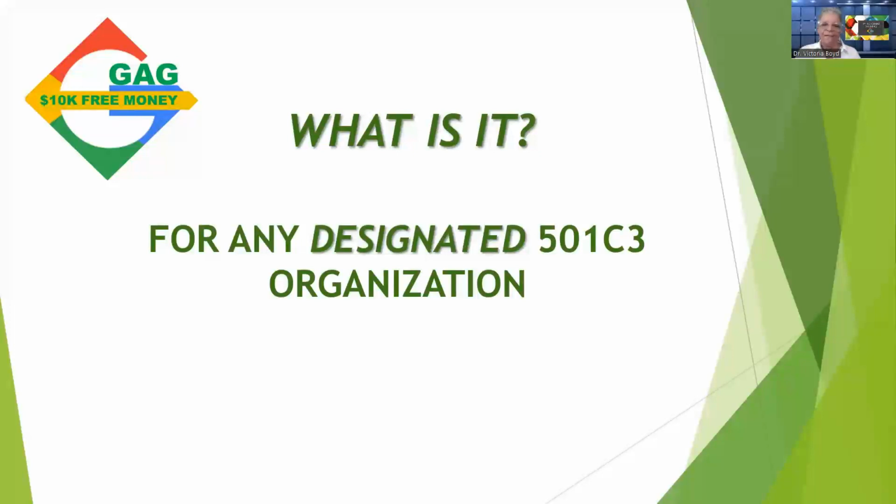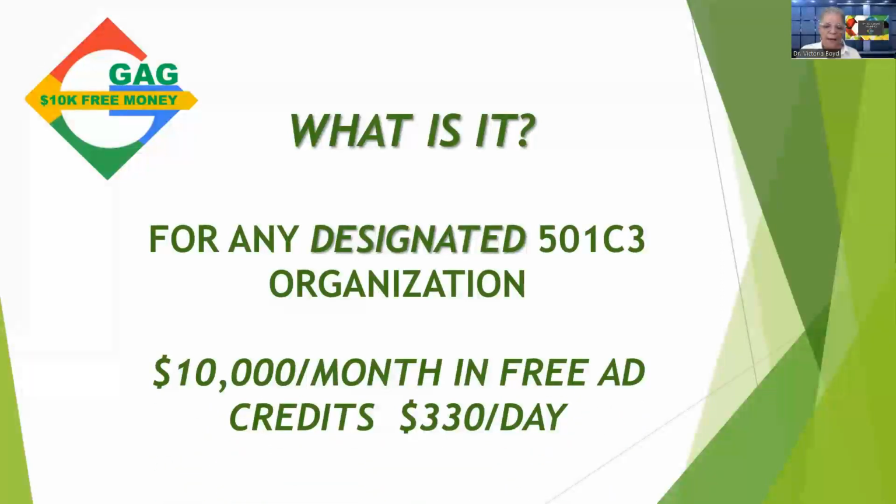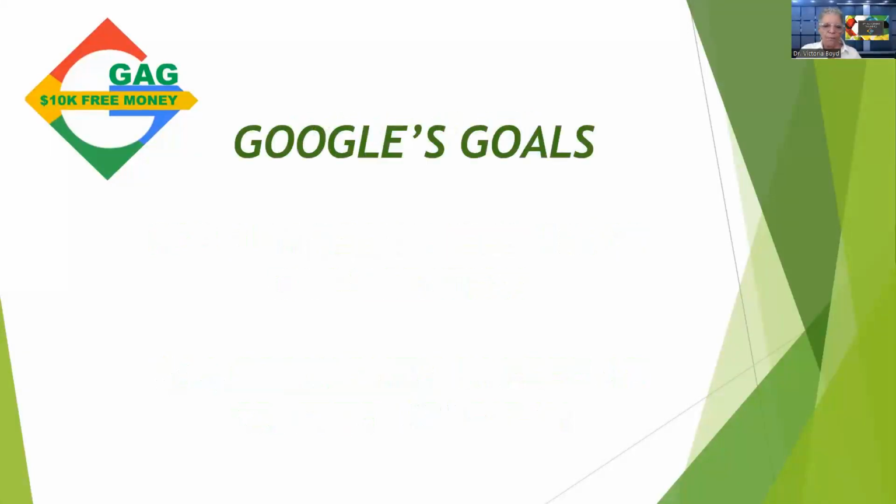It is for any designated 501c3 organization. That means you have to have received your determination letter from the IRS. You have that official letter. And they provide you with $10,000 per month in free ad credits, which actually is $330 per day. And that's how they disperse it, on a per day ratio.